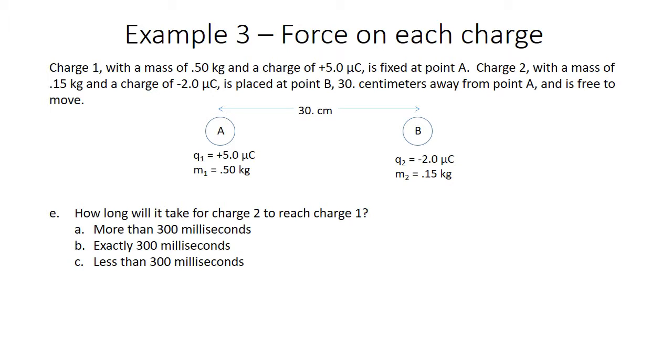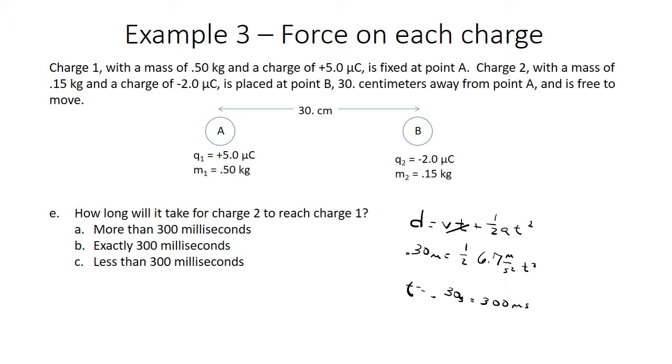It's strange in this question that we're asked to compare the amount of time it would take B to reach A to 300 milliseconds. 300 milliseconds must be meaningful. And the 300 milliseconds comes from using UAMs. The distance between the two particles is 0.30 meters. Its initial velocity is 0, so one-half will take the acceleration that we found in the last part. And we see the time we get is 0.30 seconds, which is 300 milliseconds.